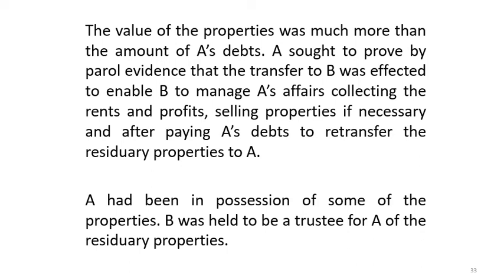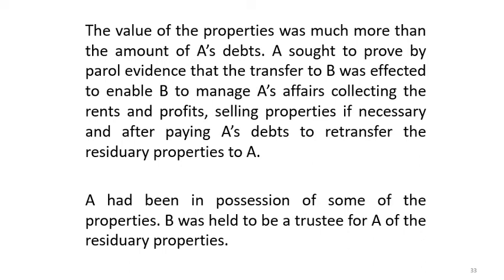That is the understanding, because first of all, B was the principal creditor, then the whole property was transferred to B, and A asked B, you take your money, that's also there. In addition to that, you must collect all the rent and profits from all this property, and if necessary, you can sell the property. Finally, you settle everything, and there must be a balance. Then the balance property should be re-transferred to A. A had been in possession of some of the property, that's fine.